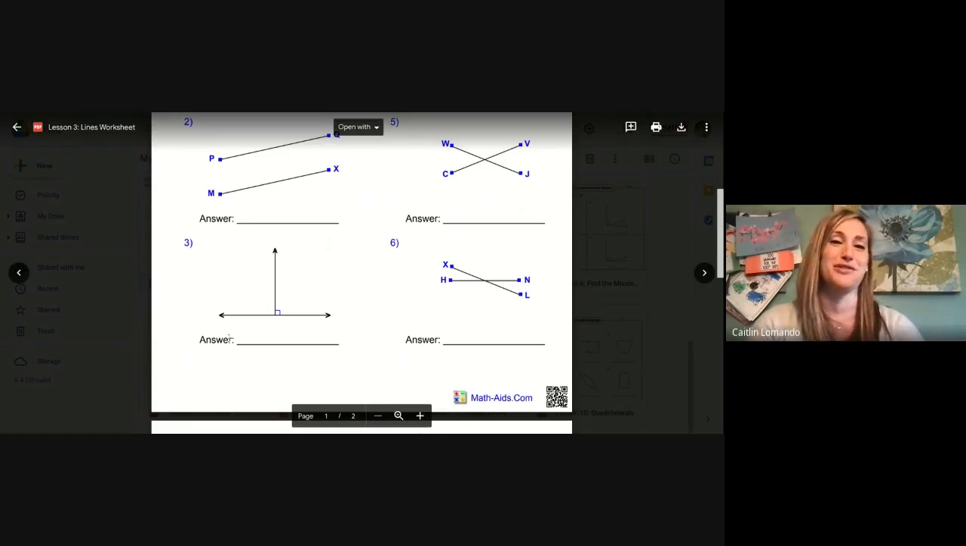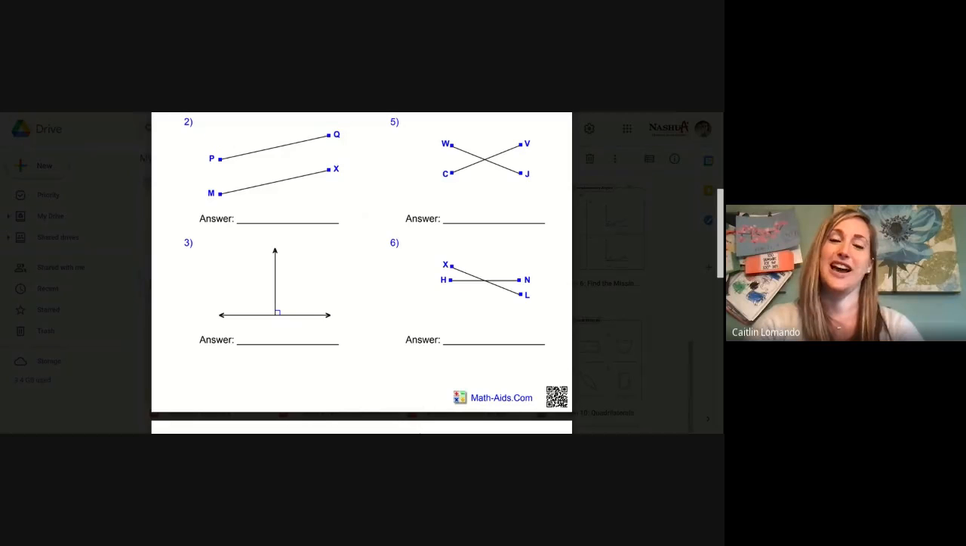Let's go down to number 3. These lines cross and form a right angle. Are they parallel, perpendicular, or intersecting? If you guessed perpendicular, you are right.